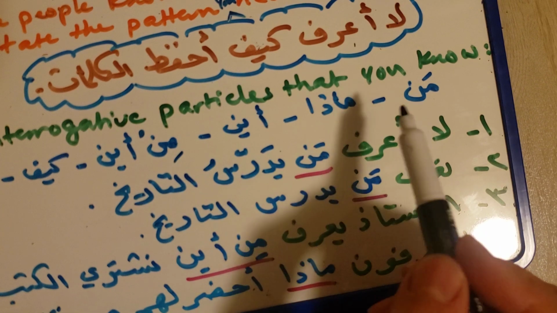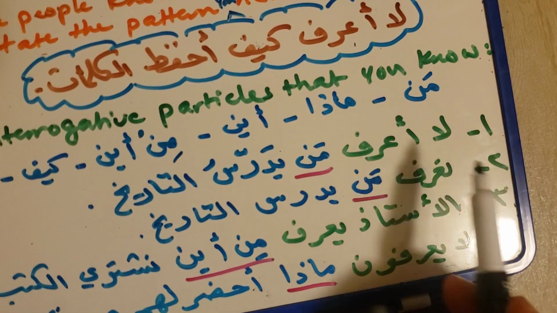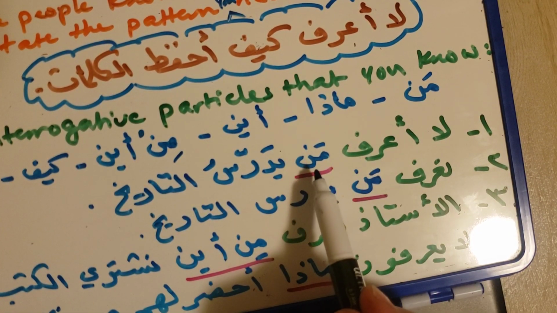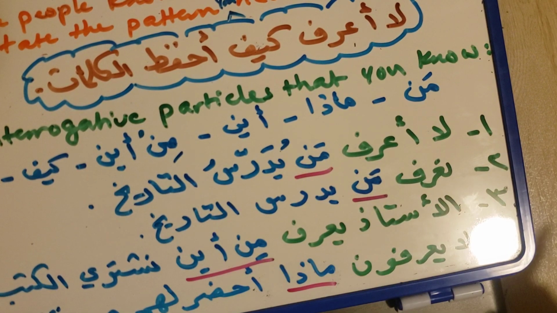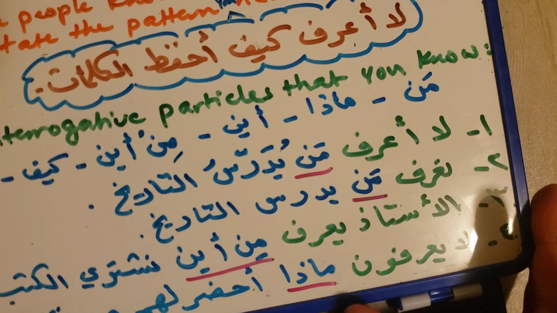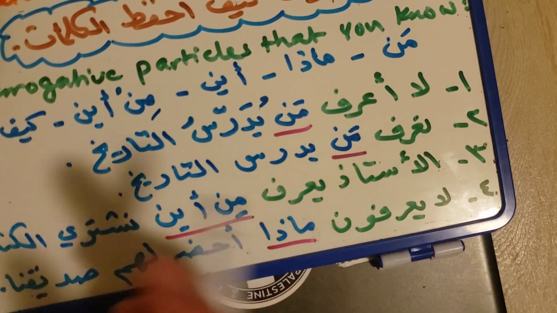So I would choose one of these question words. I chose من. لا أعرف من يدرس التاريخ. لا أعرف من, I don't know who's teaching history. Okay, so I'm trying to create an indirect question.